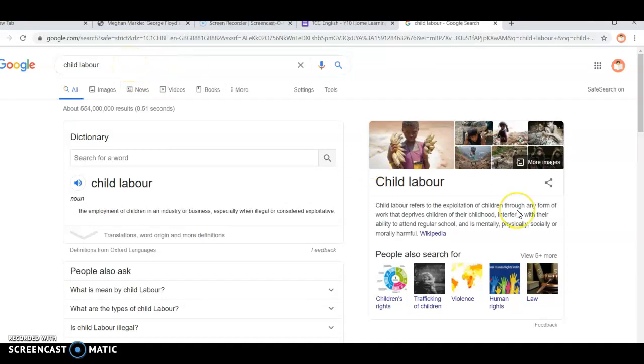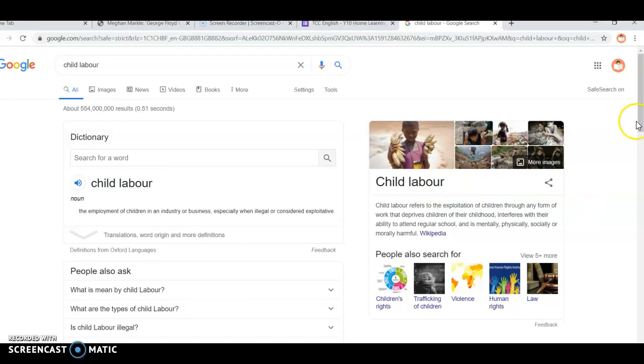Now immediately I've got a hit here from Wikipedia. It gives me a definition. Child labour refers to the exploitation of children through any form of work that deprives them of their childhood, interferes with their ability to attend school and is mentally, physically, socially or morally harmful. So that's a useful definition point straight away.